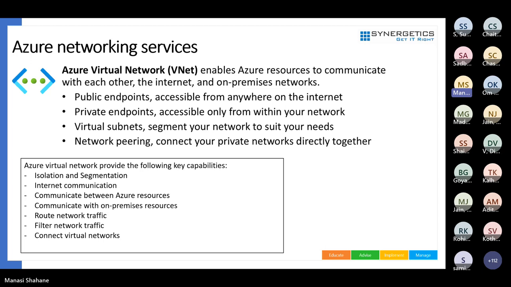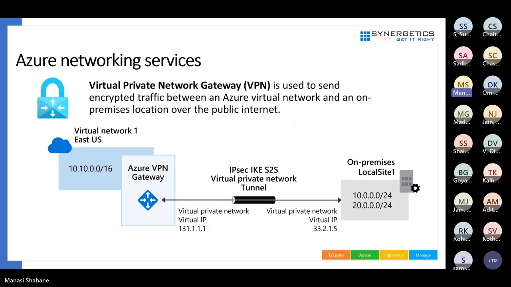Let's say you want to put those on a private endpoint, you can do that. For that, Azure has a dedicated service called the virtual private network. So what will this do? It will keep your network private. It will not be made public.